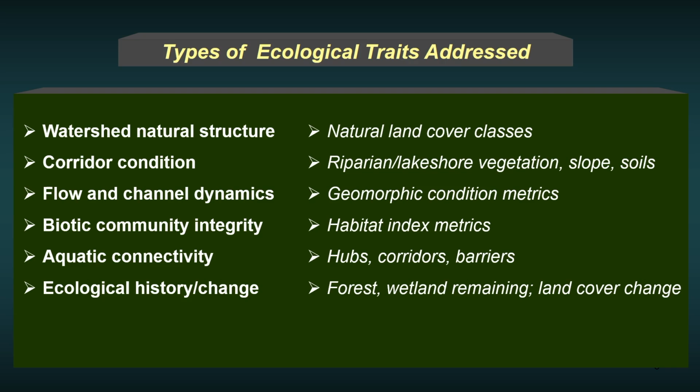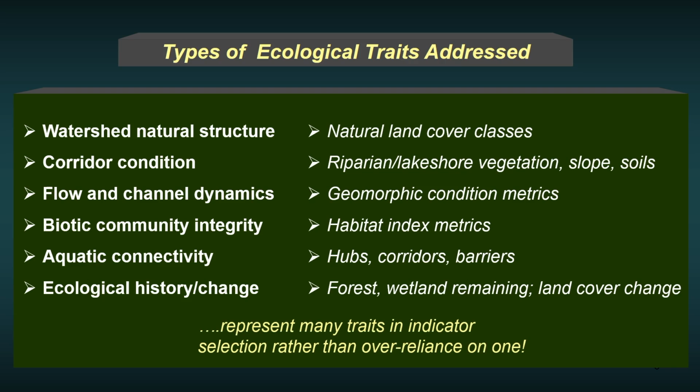When selecting ecological indicators for a screening run, it's best to try and represent many different subcategories rather than select several indicators that overrepresent only one. Over-reliance on one trait may miss other important attributes affecting watershed condition.